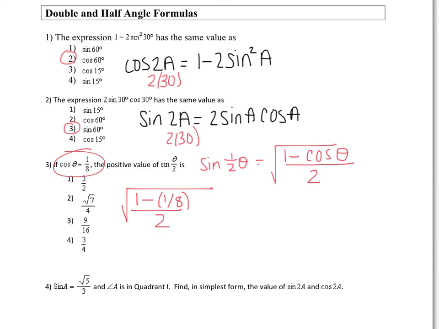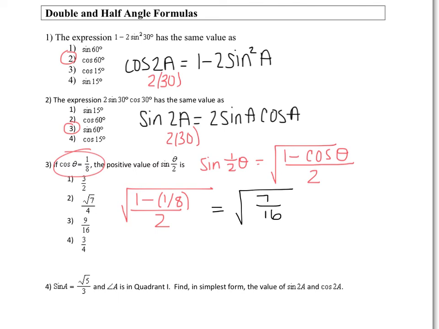Now a lot of you are going to have trouble putting this into the calculator, so just listen carefully and do as I say. Type into the calculator 1 minus parentheses 1 divided by 8 close parentheses. Hit enter. Then hit divided by 2. Hit enter. Now change that to a fraction. So hit math, enter, enter, and you will get 7 over 16. So keep the radical.